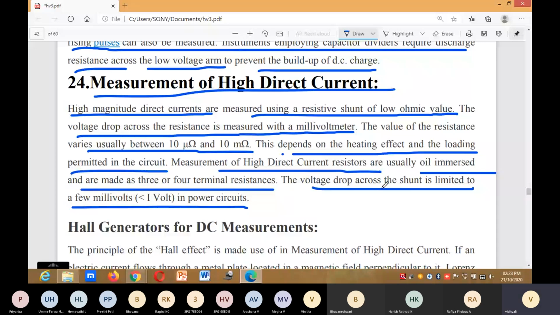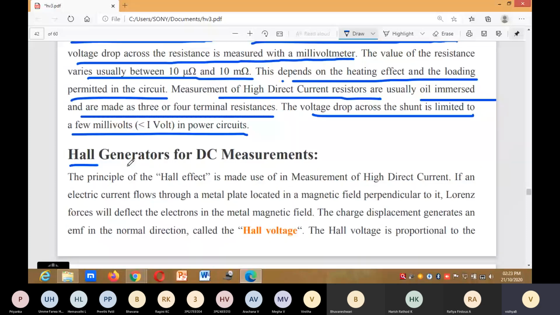Next is Hall generators for DC measurements. This I will explain in the next class.